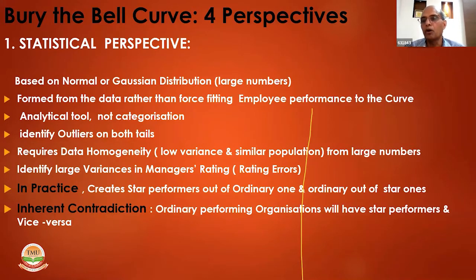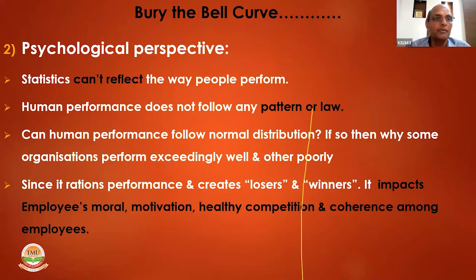Similarly, if your organization has performed ordinarily, an average performing organization would create star performers out of ordinary performers. So it has an inherent contradiction, right? When you look at these contradictions, how could such a tool be used for reviewing performance?